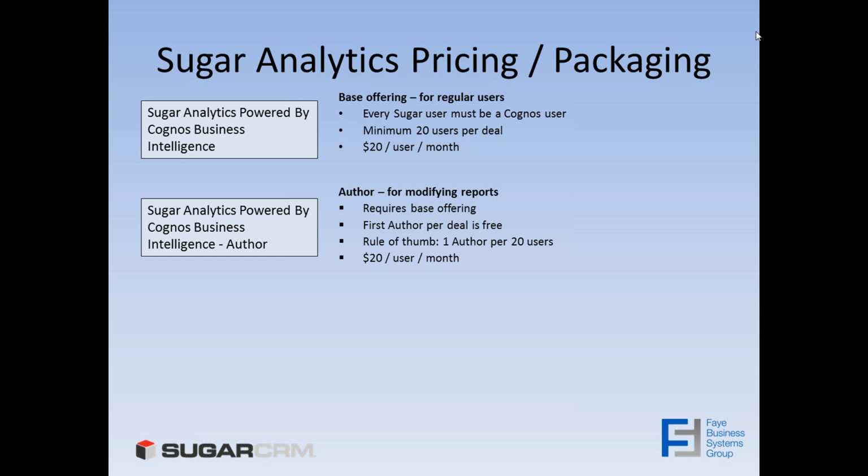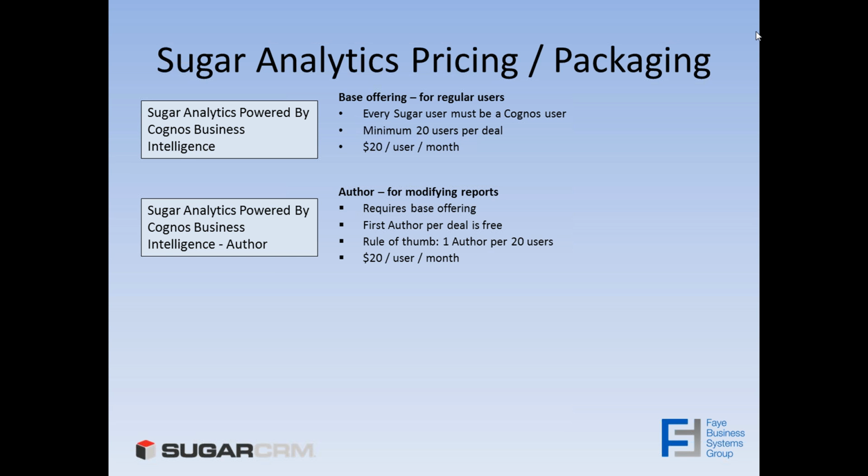The scenario where this would come in is that oftentimes we'll see, in a typical organization, multiple departments, and each department might want to be able to adjust their own reports. So let's say it's a 500 user Sugar deployment with multiple departments. If each department chose to modify reports, then a lot of times each department will choose to have one designated report author, and that would be the person that would have this author license.